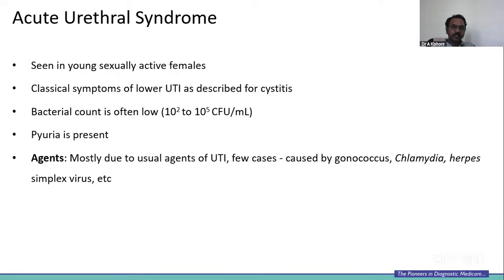Pyuria is seen. Agents are mostly the usual agents of the urinary tract, with a few cases caused by gonococci, chlamydia, herpes simplex. So you see genitourinary kinds of infections, especially gonococcal infections and also chlamydia and herpes.